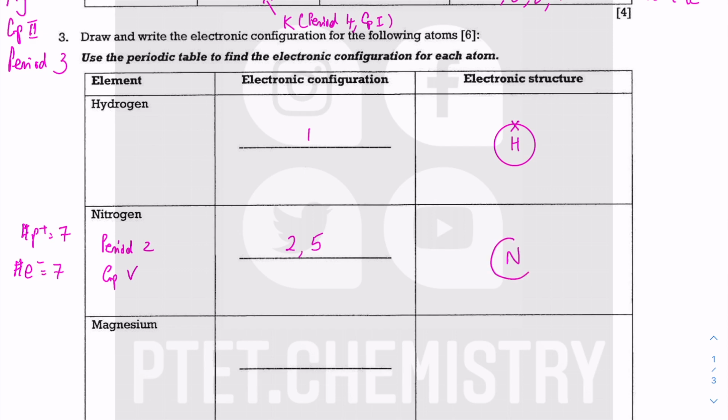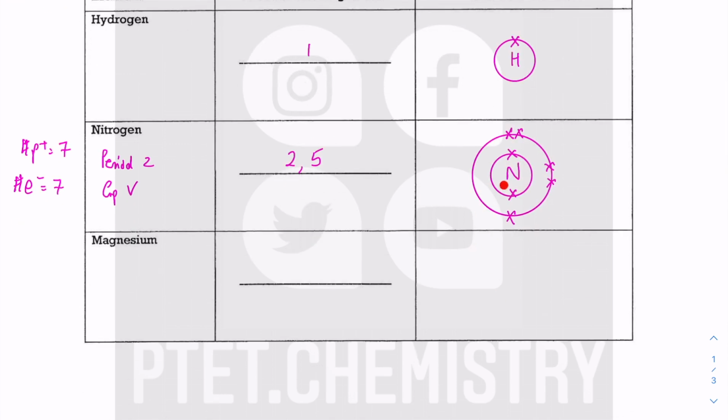So, drawing the first shell, 2 electrons. Drawing the second shell, 1, 2, 3, 4, 5. Okay, 2 electrons in the first shell, 5 electrons in the outermost shell. Fill up to 2 shells because it's period 2. 5 electrons in the valence shell because it's in group 5.